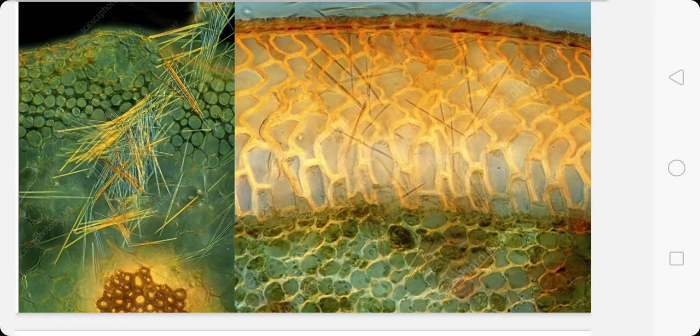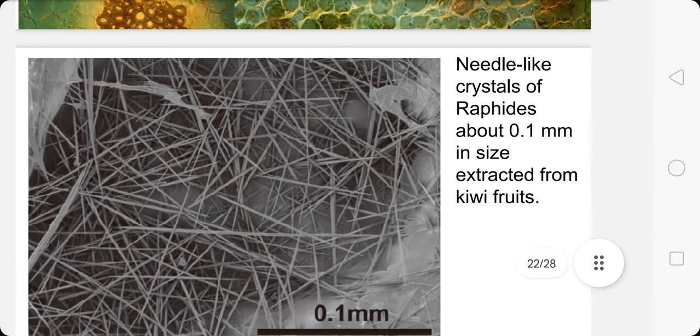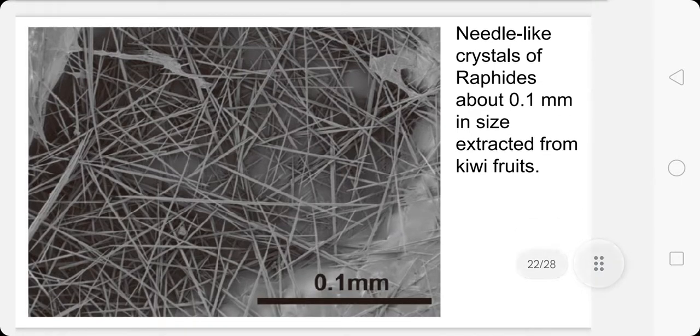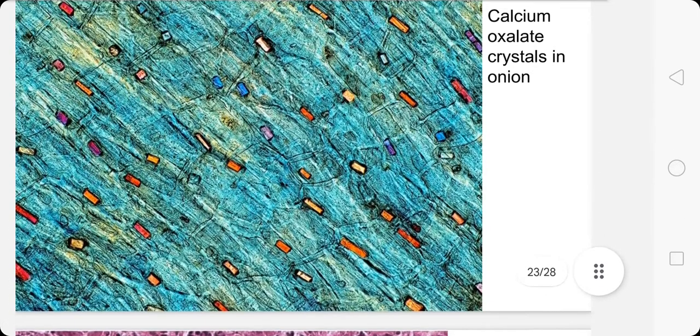This is a picture of kiwi, and you see the needle-like crystals of calcium oxalate in kiwi. Another photo you see under the microscope, and it is also a very damaging food. If you eat kiwi, you can damage your guts and your stomach. So again, recommendations to eat kiwi are wrong, to my opinion.